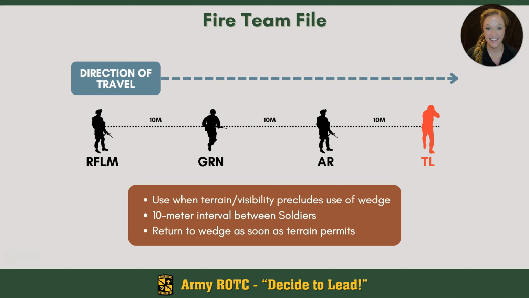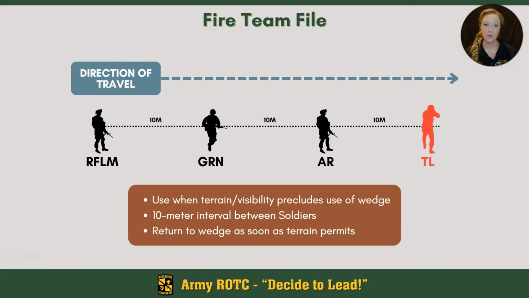So your team leader should always be in the front, but if you're going from a file into a wedge, start learning those hand and arm signals. If your automatic rifleman goes to the right, your grenadier has to go to the left, and your rifleman should be following that grenadier. You always want a balance of your grenadier and your automatic rifleman on each side of the team leader, and your rifleman should always be close to the grenadier.